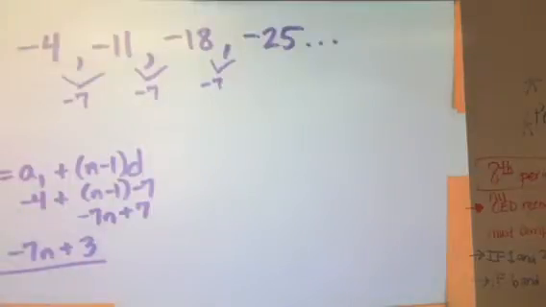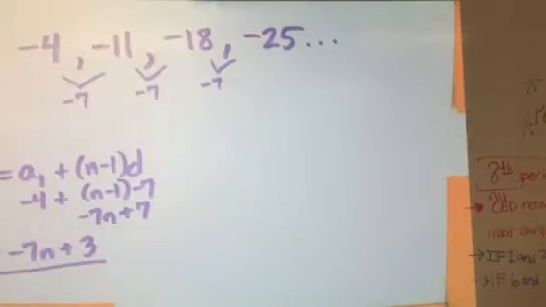I can now use this formula to find any term. If I wanted to find the 20th term, I would substitute 20 for n. 20 times -7 plus 3 would give me the value of a sub 20, which is the 20th term in the sequence. Now let's talk about linear functions.